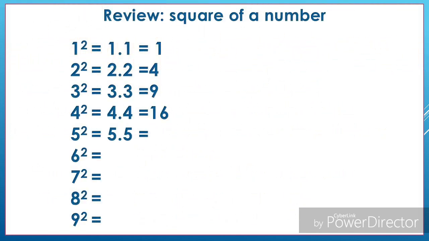Okay, napaka-importante din na malaman natin yung square of a number. Let's say, for example, we have 1 square. It is equivalent to 1 times 1, then it is equal to 1. 2 square, it is equal to 2 times 2, then it is equal to 4. 3 square, it is equal to 3 times 3, then it is equal to 9. 4 square is equal to 4 times 4, then it is equal to 16. And 5 square is equal to 5 times 5, then it is equal to 25. And the rest, you can answer 6 square, 7 square, 8 square, and 9 square. Just follow the given pattern.